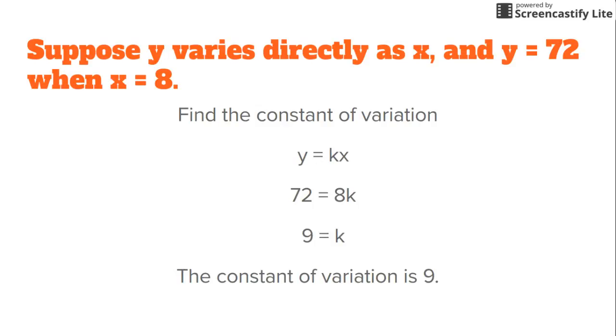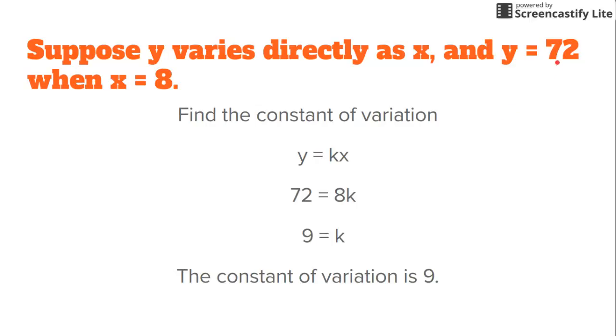All right, so let's look here. It says, suppose y varies directly as x. I know that sounds grammatically incorrect, but it is written correctly. Suppose y varies directly as x and y is 72 when x is 8. The first thing we're going to do is find the constant of variation. We do that by using the equation y equals kx.